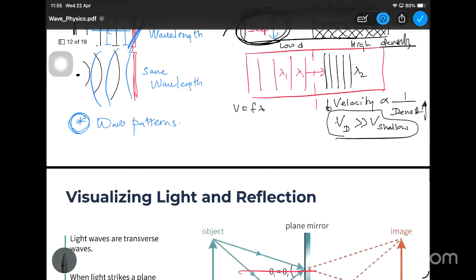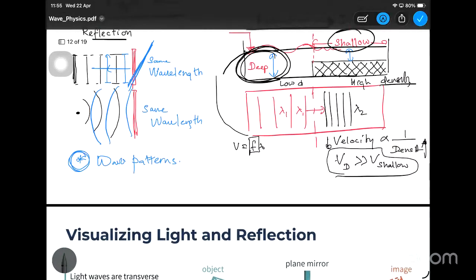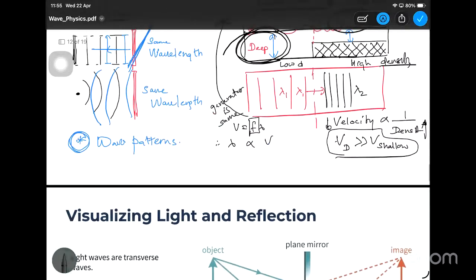So we are using the v equals f lambda equation. So what can you say about the f value? It is going to be a constant. The reason is we are using the same wave generator, which means the frequency is a constant value. So therefore we can say lambda will be directly proportional to speed. This is because the wave generator is the same. So therefore lambda will be directly proportional to v.